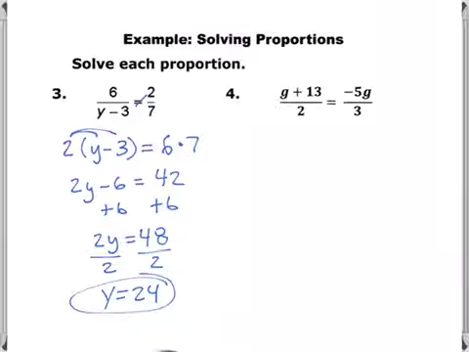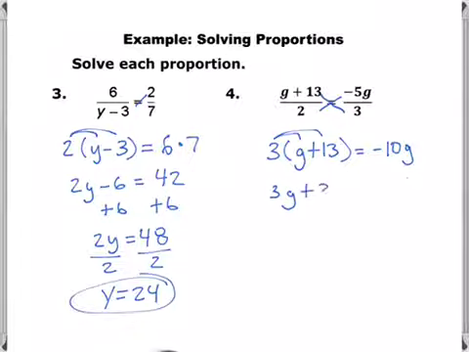Example 4, same idea. Let's cross multiply our proportion. We've got g plus 13 over 2 equals negative 5g over 3. The first thing we're going to cross is 3 times g plus 13, and then we're going to set that equal to the cross product of 2 times negative 5g, which I know to be negative 10g. I want to make sure I distribute this 3 throughout that quantity of g plus 13. So I get 3g plus 39 equals negative 10g.